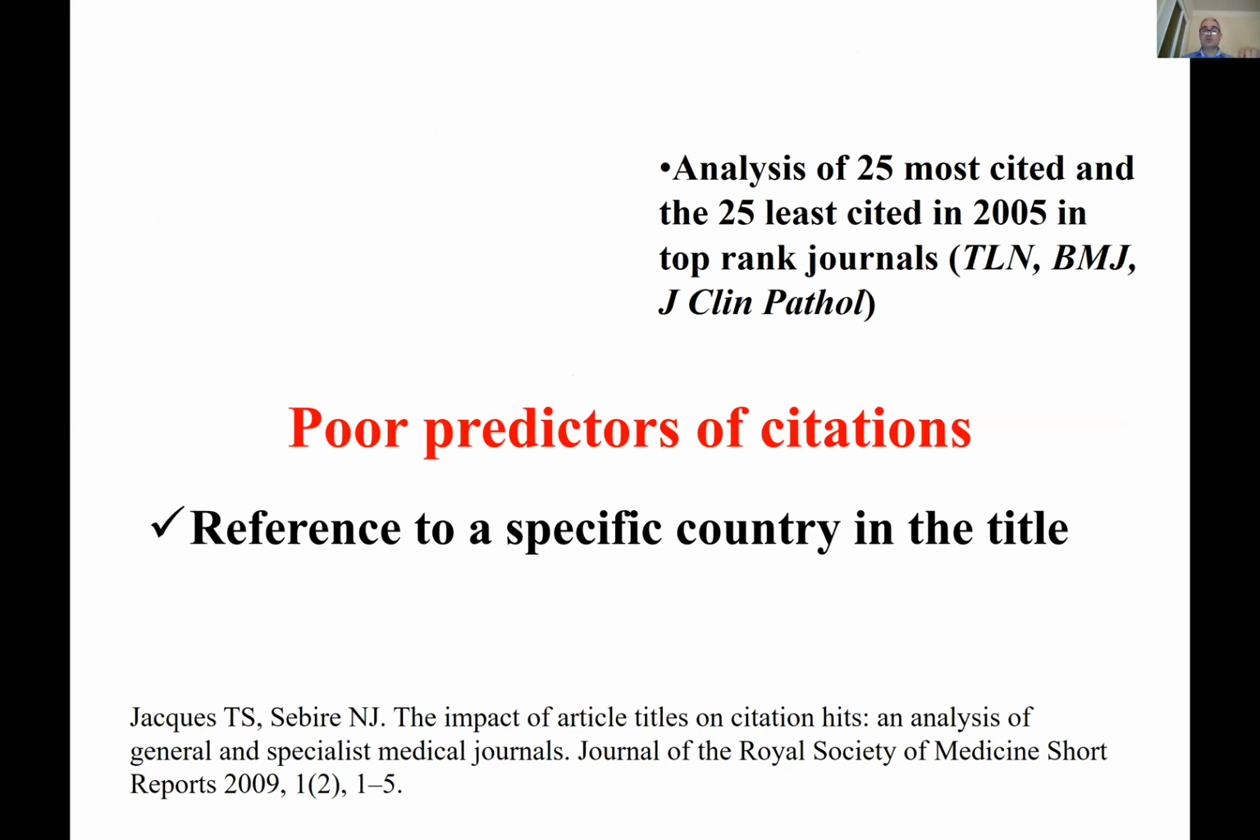No need to use geographic references in titles of your articles, reviews, or even original research papers. Why? Because you decrease the attention of the global audience towards your article.